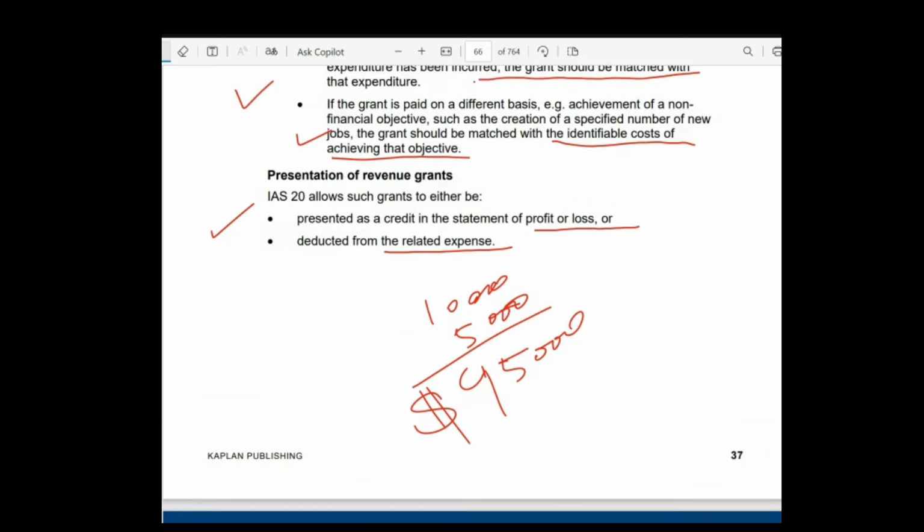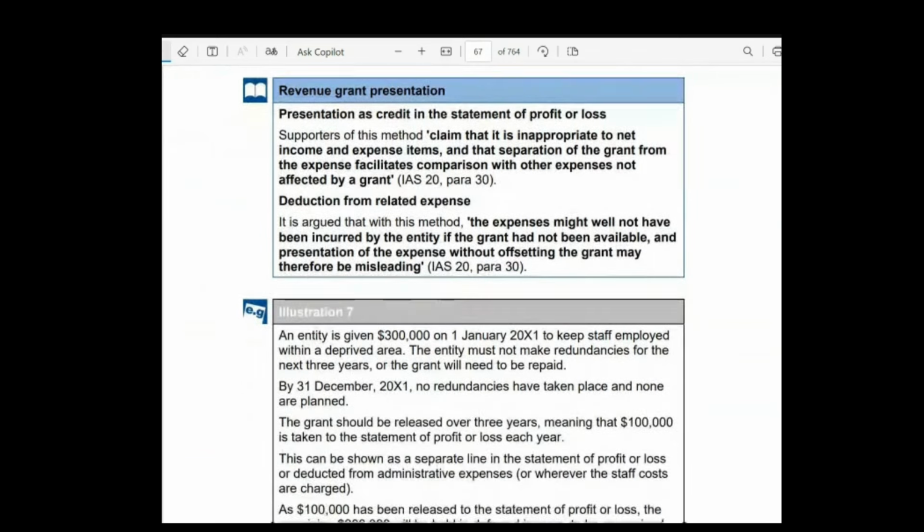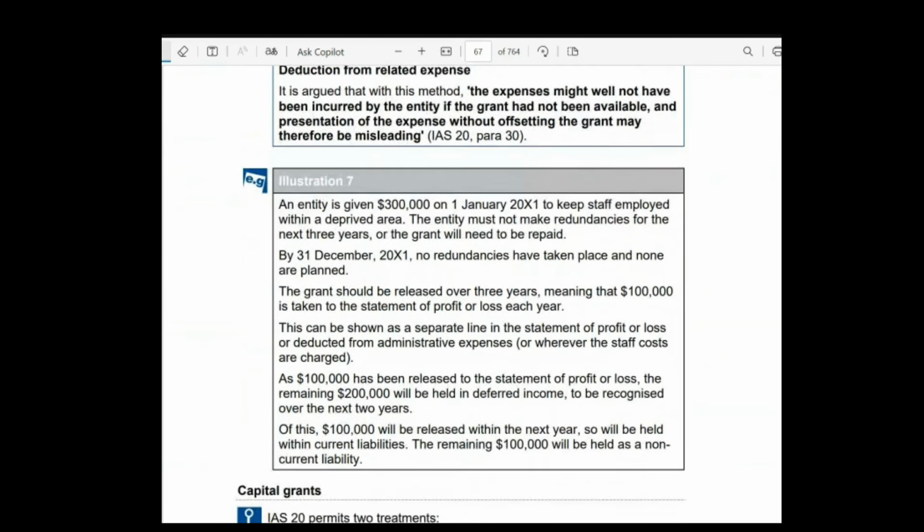Okay. The grant should be released over 3 years, meaning 100,000 on a yearly basis. Understood? This can be shown as a separate line in the statement of profit and loss, or deducted from the administrative expenses of the staff cost charge. In the books, 100,000 has been released in the statement of profit and loss. The remaining 200,000 will be held under deferred income, to be recognized over the next 2 years on a yearly basis. Of this, 100,000 will be released within the next year, so it will be held within current liabilities, and the remaining 100,000 will be held as non-current liabilities. This treatment you have to practice, and it will be very much clear.